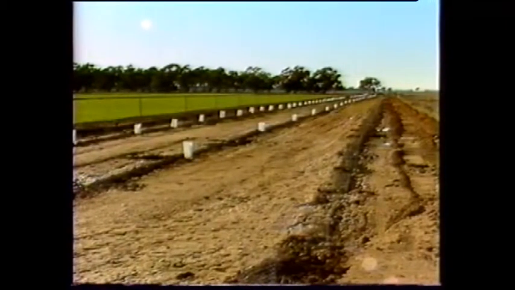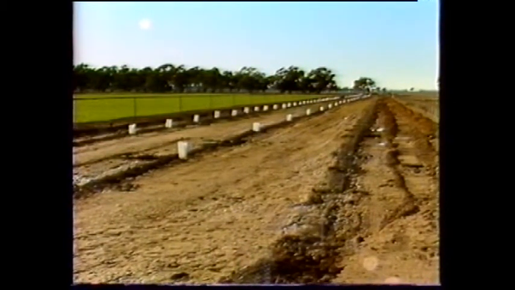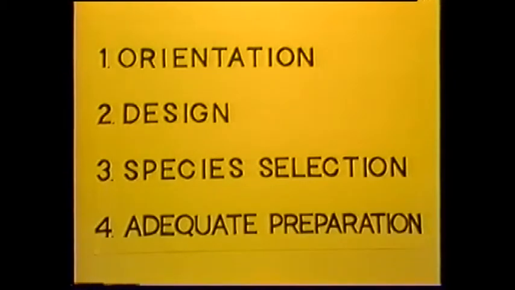increase your planting successes. So recapping on what we have just said, the most important considerations when planting a windbreak are 1. Orientation, 2. Design, 3. Species selection, and 4. Adequate preparation.